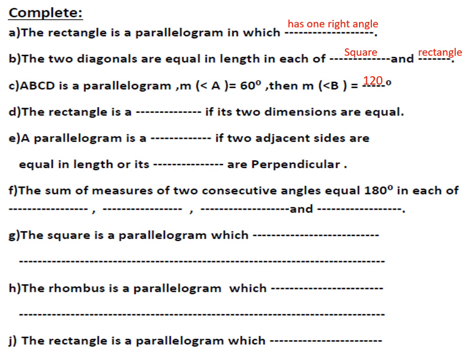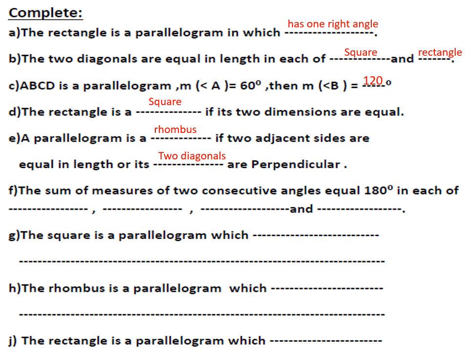The rectangle is a square if its two dimensions are equal. And here dimensions means length and width. If the length equals the width, then the rectangle will be a square. Letter E, a parallelogram is a rhombus if two adjacent sides are equal in length, or if its diagonals are perpendicular. The rhombus has two diagonals that are perpendicular.